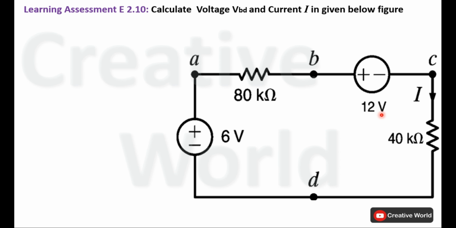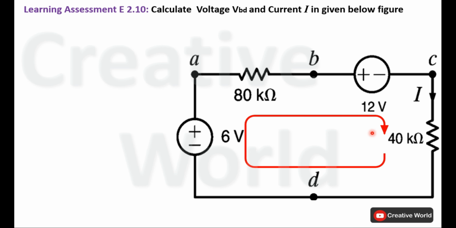Before we use Kirchhoff's voltage law, we have to specify the direction of current in this circuit. As it is already given, current is flowing in this direction. This black arrowhead is showing the direction of current. In this circuit, the current will flow in clockwise direction.